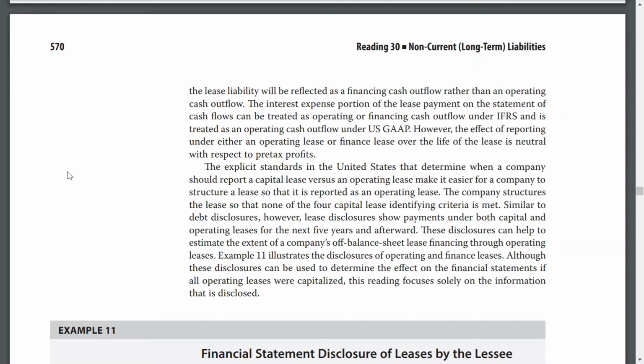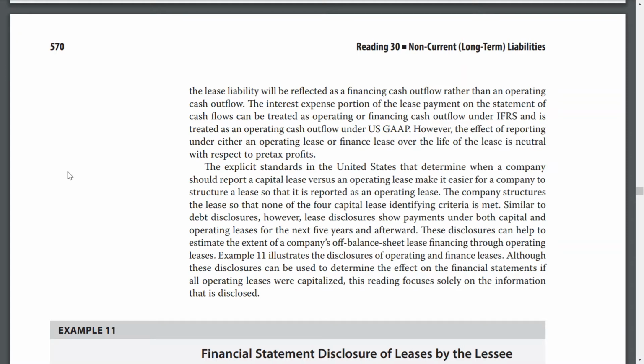The explicit standards in the United States that determine when a company should report a capital lease versus an operating lease make it easier for a company to structure a lease so that it is reported as an operating lease. The company structures the lease so that none of the four capital lease identifying criteria is met.